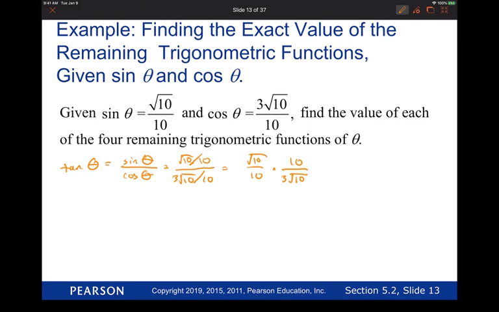Now given something like this, what do you notice or what happens? We got a lot of cancellations going on, right? These 10s cancel. What else? The radical 10s cancel. After these cancellations, what are we left with? What's left on top? 1. What's left on bottom? 3. So tan of theta should just be 1 over 3. Is this okay with everyone? Okay. All right, so if this is tan, where do we want to go next? Yeah, reciprocal functions, right? So what's the reciprocal of sine?